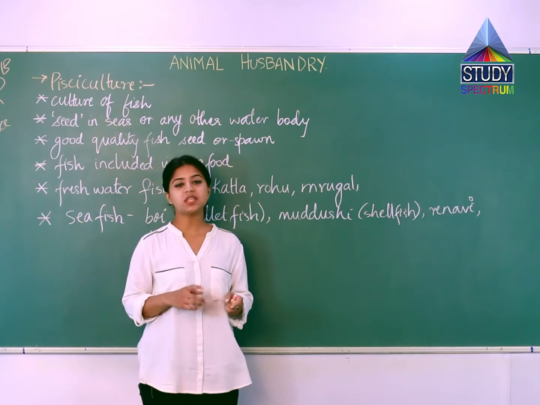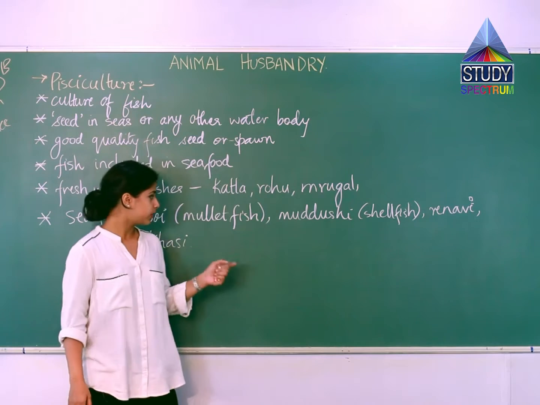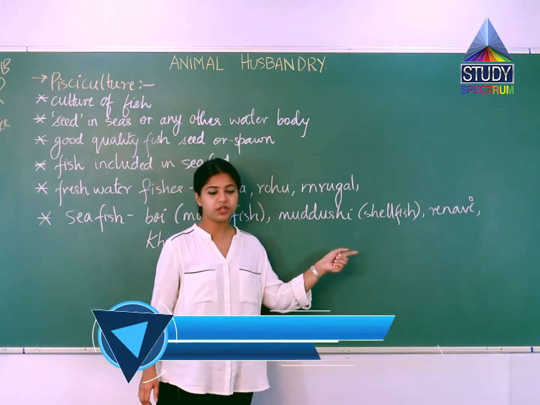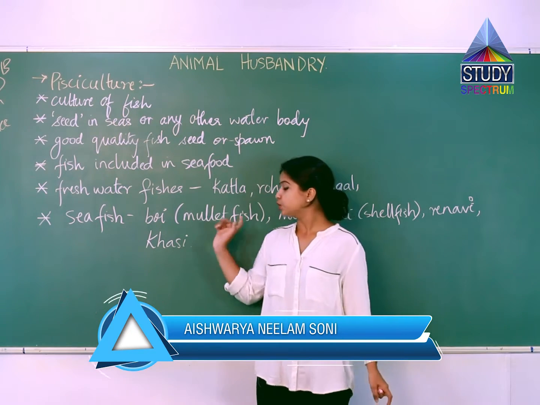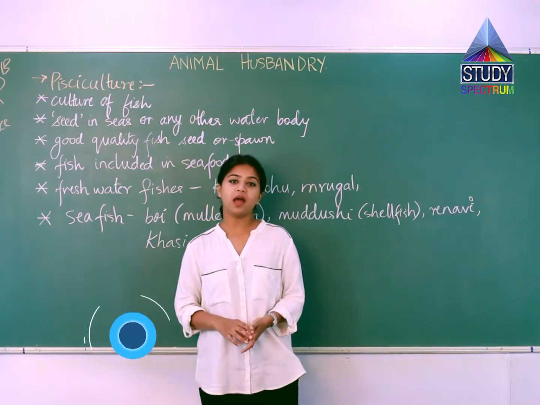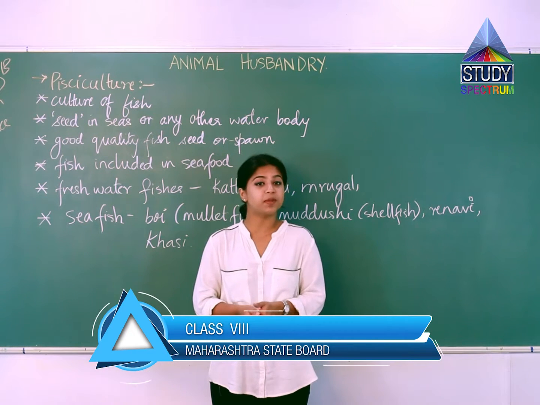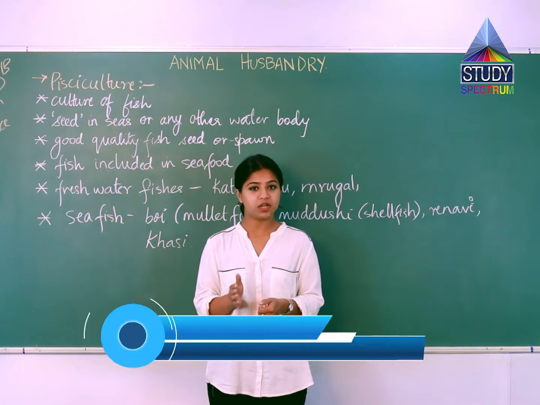And the fishes that are of the seawater are going to be the mullet fish, the mudushi, that's the shellfish, and the renavi along with khasi. So mullet fish is also known as boy. And from this we are done with the whole chapter, the whole explanation part of the chapter. Let's just have a quick summary of what we learned.